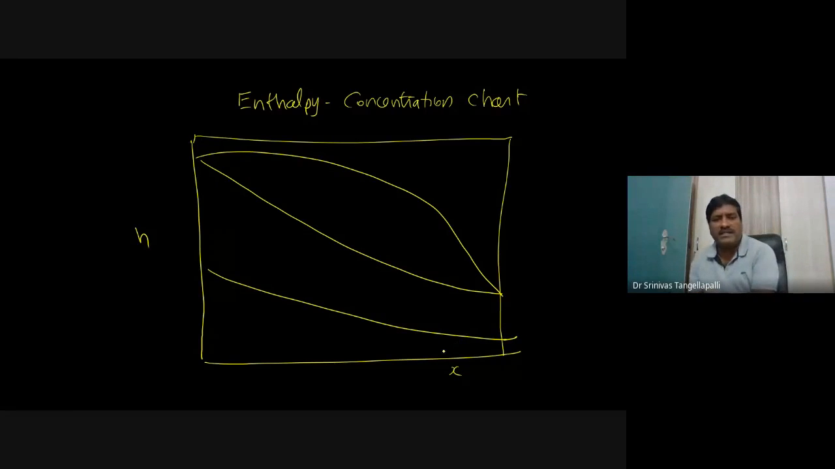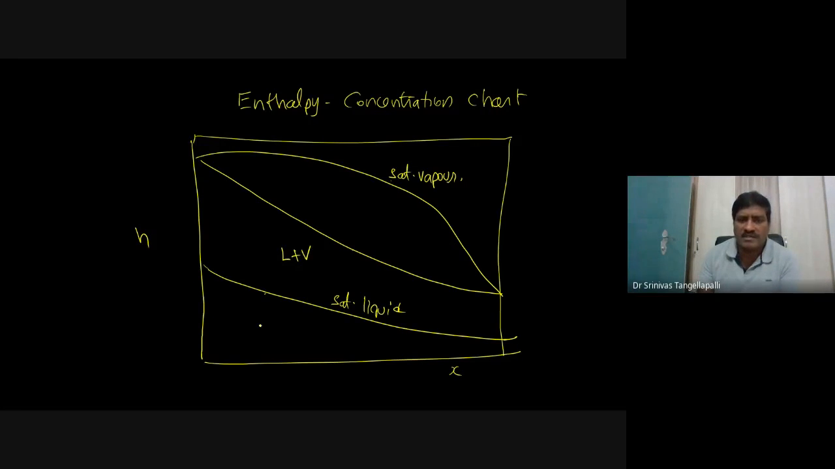See, in the earlier temperature concentration chart, I drew only two curves. One is for liquid and another is for the vapor. Now, in addition to the liquid line and vapor line, there is one more extra curve. This is a saturated liquid and this is a saturated vapor. Between the saturated liquid and saturated vapor, this is a liquid plus vapor region. And this is the subcooled liquid and this is the superheated vapor. This is the saturated vapor, this is saturated liquid. Now see why one more extra curve is given. This is called the auxiliary curve.